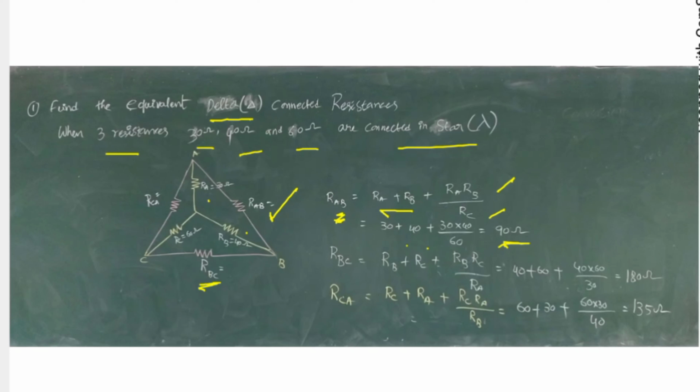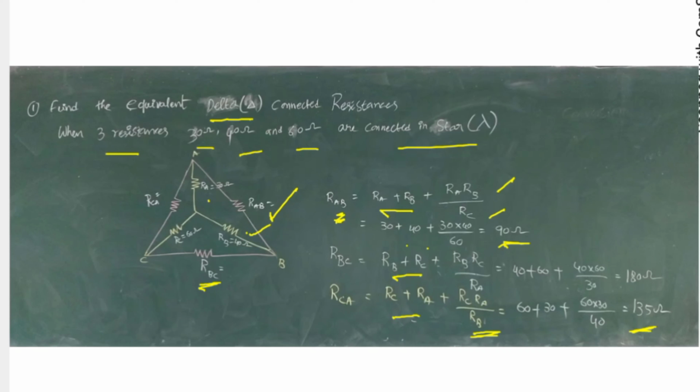Similarly, RBC equals the sum of the two resistances RC and RB plus their product divided by the opposite resistance, and you get 180 ohm. For RCA, these are the two arms connected to RCA. Then the sum plus the product divided by the opposite resistance RB gives 135 ohm.